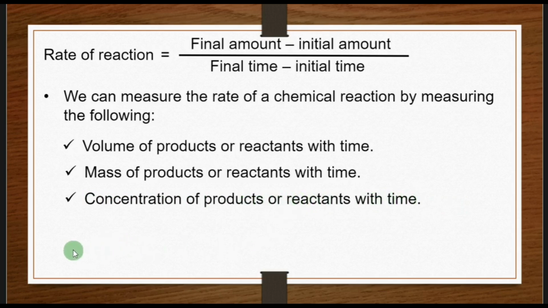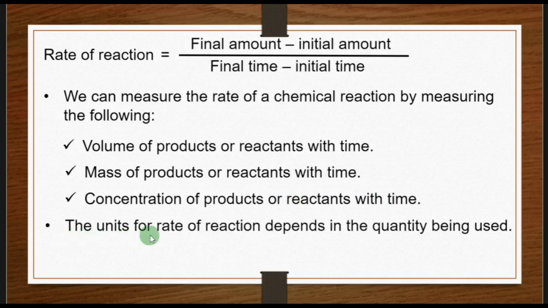What you should know here is that the SI units for rate of reaction depend on the quantity being used. If you are using volume, then it will be maybe liters per second or per minute. If it is mass, maybe in grams with time in seconds, then it will be grams per second. If concentration is in moles per cubic decimeter, then it is with the time like that.